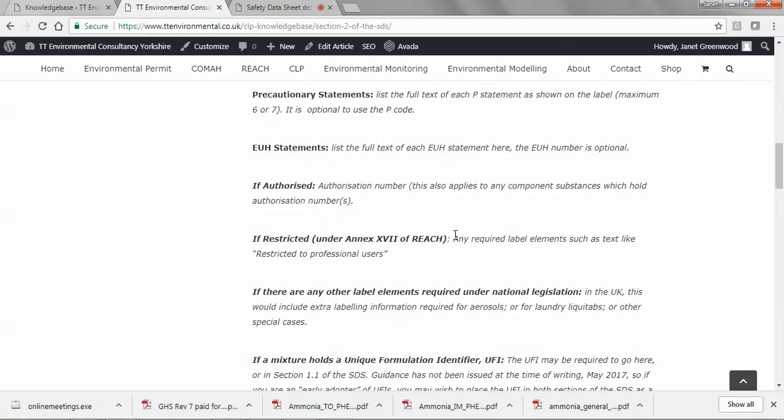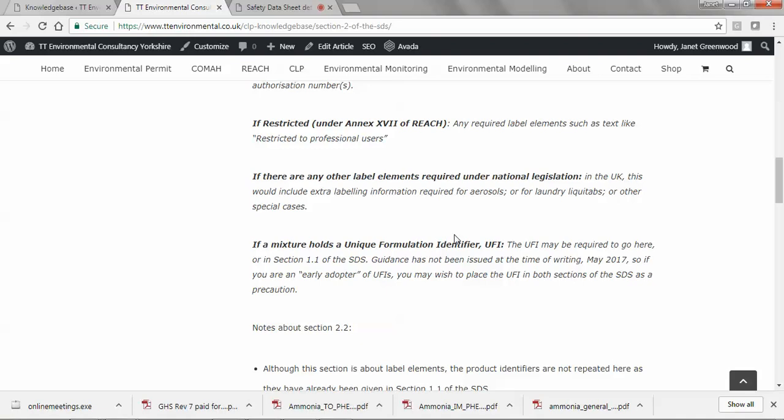If there are any restrictions that have particular bits of information, such as restricted to professional users, they would go in here. If there are any other label elements required under national legislation, for example, there are aerosols or laundry liquid tabs or other special cases, because laundry liquid tabs can be used by professionals, not just by consumers. And I also think this is the point where you would put in your UFI.